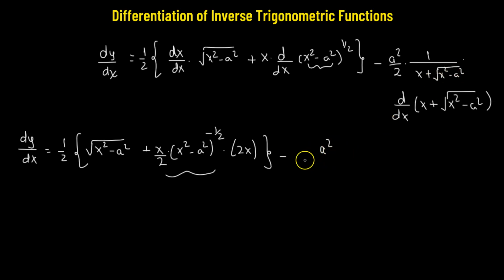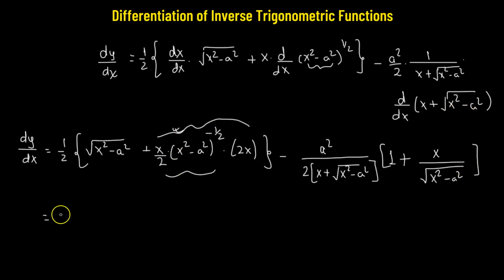So we have a squared whole thing divided by 2 times x plus square root of x squared minus a squared. Now the derivative of x with respect to x, that's 1, plus the derivative of square root of x squared minus a squared. So I'm leaving this as an exercise for you. Fine. So we have half times square root of x squared minus a squared.